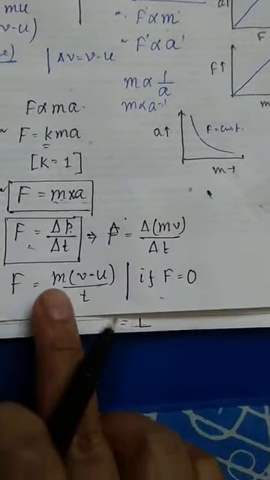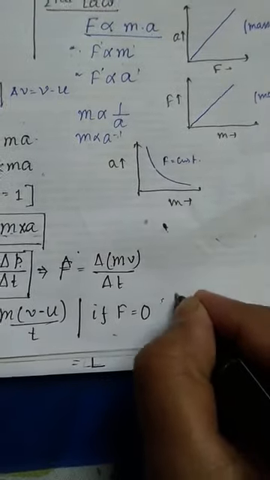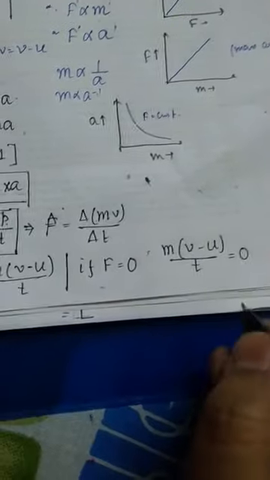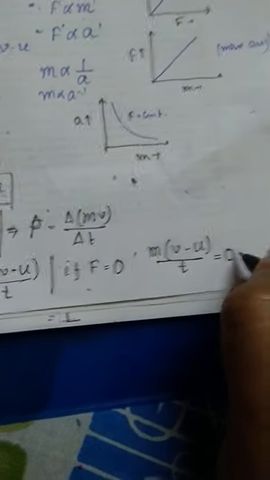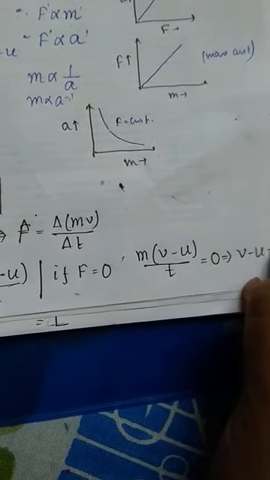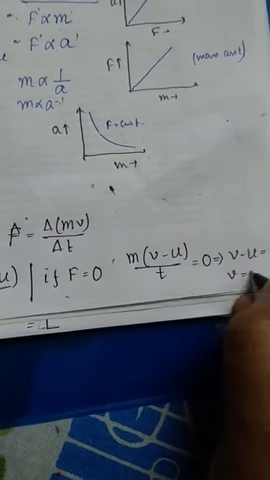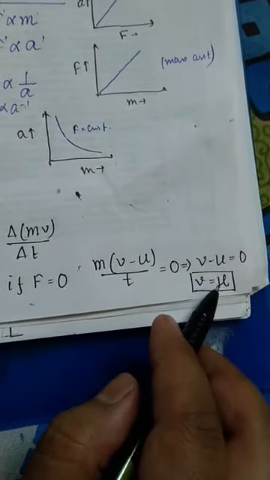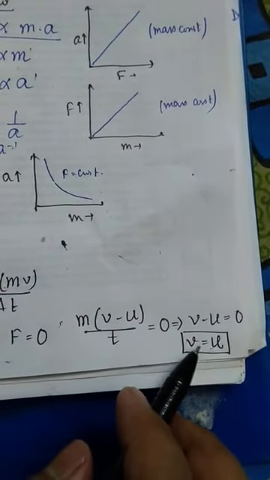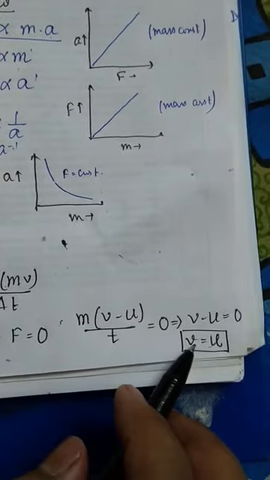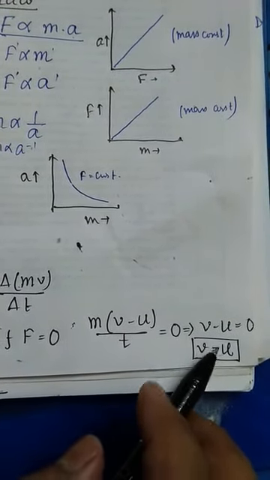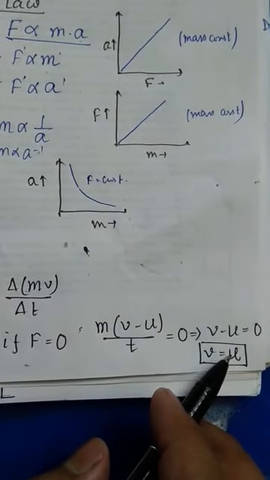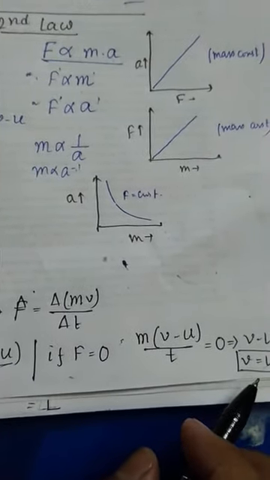So if F equal to 0, what did we get? We got m into (v minus u) by t equal to 0. That means v minus u equal to 0, so v equal to u. The initial velocity and final velocity will be the same. If the object is at rest, u equal to 0 and v equal to 0. And if the velocity is uniform, then it will remain uniform. Is it okay?